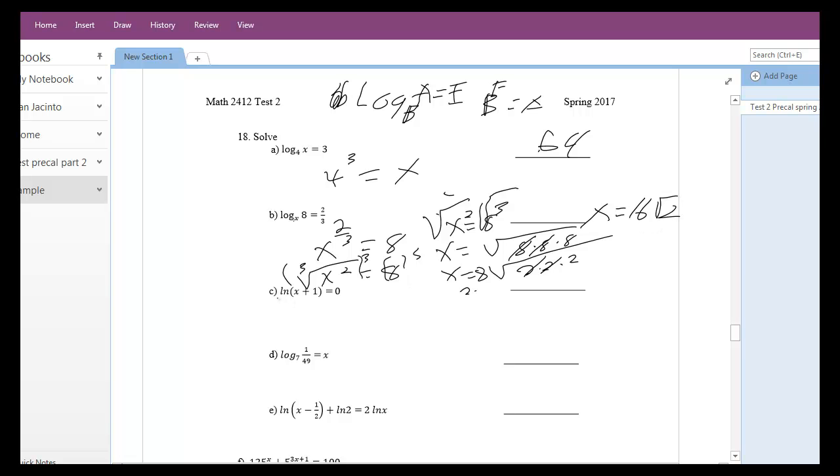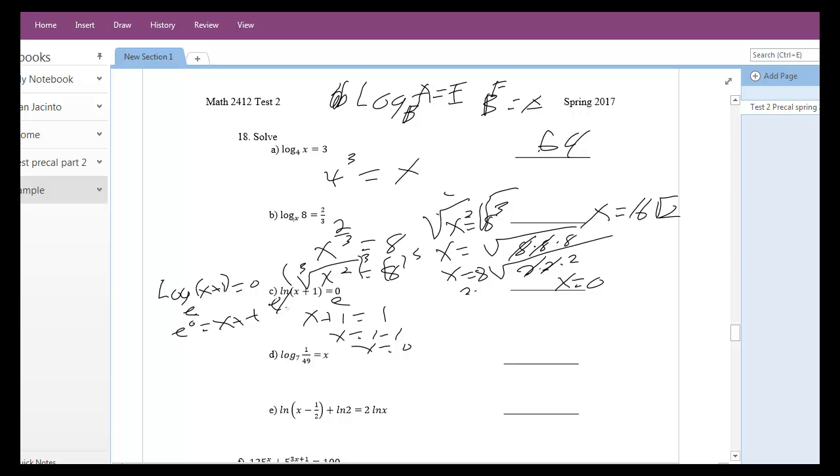A natural log, what kills a natural log? 2 ways you can do this problem. Give him an e, x plus 1 equals 1. X equals 1 minus 1, so x equals 0. That's one way. Or you can come over here, remember a natural log is just log base e, x plus 1 equals 0. What's my base? E to the 0 equals x plus 1.